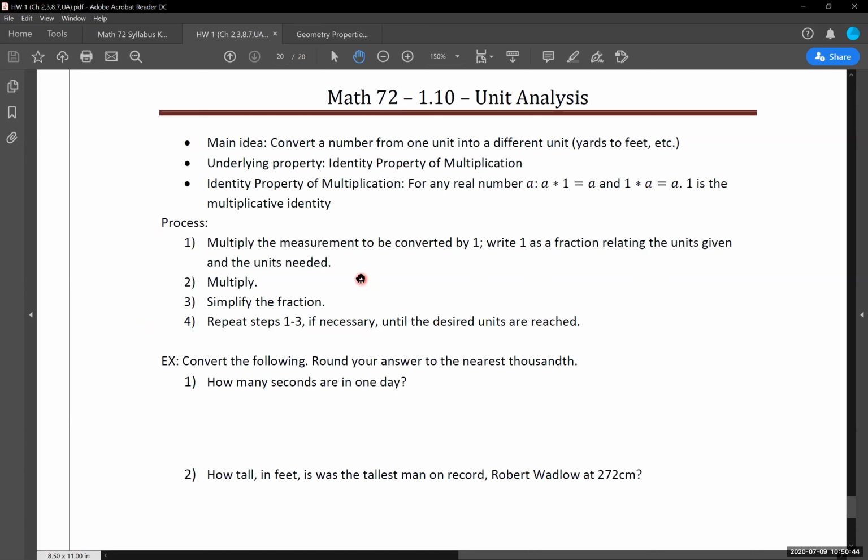We're going to write 1 as a fraction relating the units given and the units needed. So that means if I'm working with the idea of 1 with units, if I have 1 foot, it's the equivalent of 3 feet. So while the raw numbers themselves are different, the units that we have attached to them make those two statements, 1 yard and 3 feet, equivalent to one another. And that's where we're going to be getting this kind of 1 showing up in here. When we have that written out, that's when we multiply things together, and then we simplify the fraction that we get coming out from that. And then we would repeat these steps over and over again until we have the desired units that we're looking for. Okay? So this is one of the methods that we have for going through this.